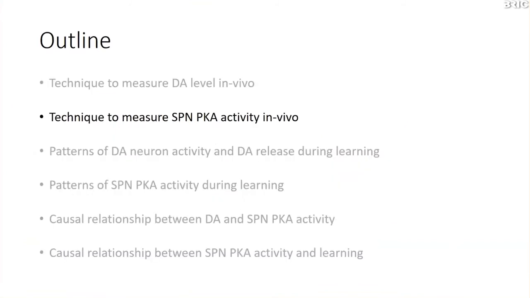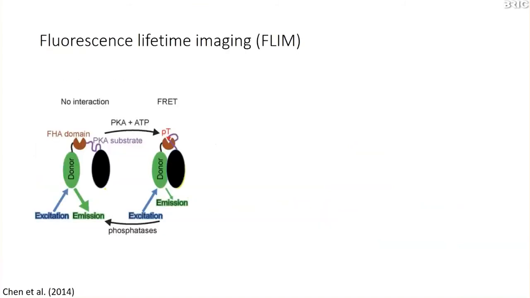Now I will talk about how we can measure the PKA activity in vivo. For in vivo measurement of PKA activity, we have developed a new method adapting a fluorescence lifetime technique that is often used for two-photon microscopy. In particular, we are using a sensor called FLIM-AKAR, developed by Yao Chen, who was a postdoc in our lab. And this sensor works as follows.